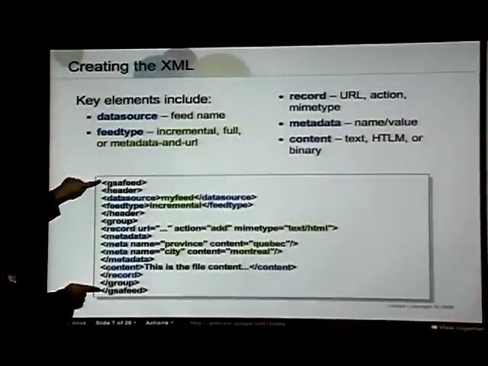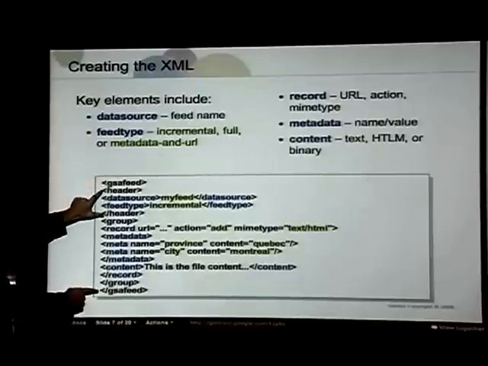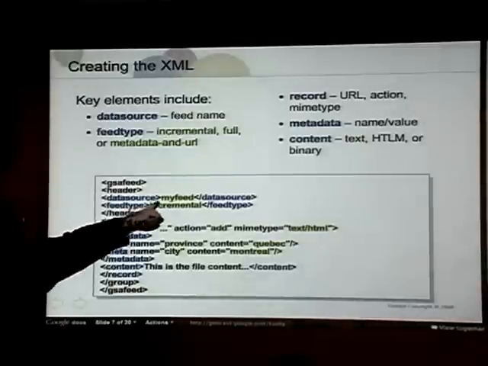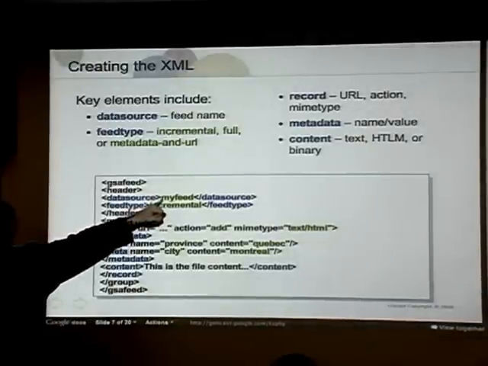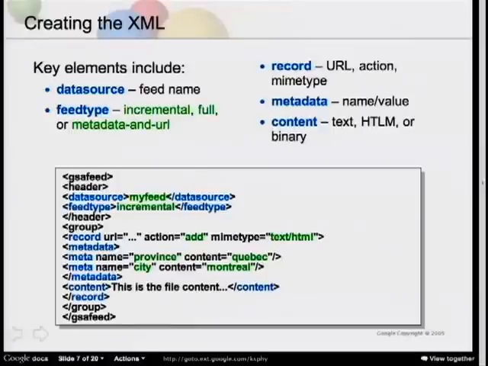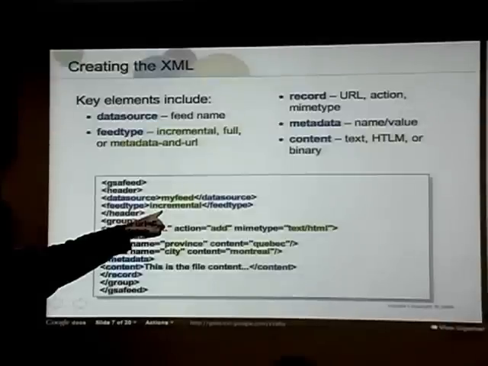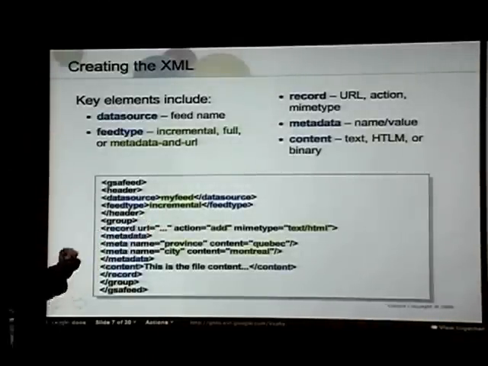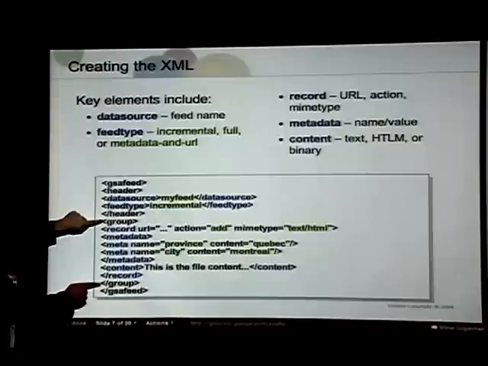So here's the GSA feed. This is the XML document you're going to send. Inside of here is a header with a data source and a feed type. This is simply the name that's going to be recorded in the GSA for this feed, and whether it's incremental or full, or metadata and URL. If it's metadata and URL, it's just going to send metadata with the URLs, and that's it. If it's incremental or full, it's a content feed, and it's going to send a group.